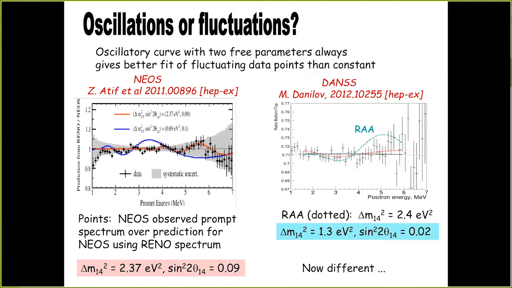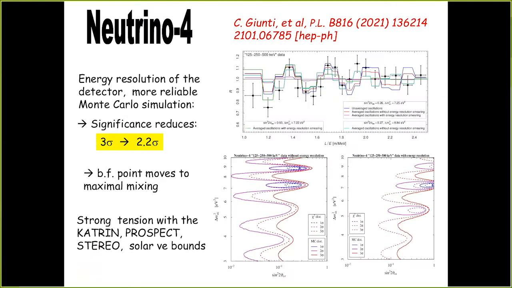And what is important is that an oscillatory curve with two free parameters, delta m squared and mixing angle, always gives a better fit than just a constant. So they reproduce the fluctuations better. So it seems there is nothing here. And I will not comment on the neutrino-4 result, even Albert did not want to comment. This is something which actually contradicts everything.